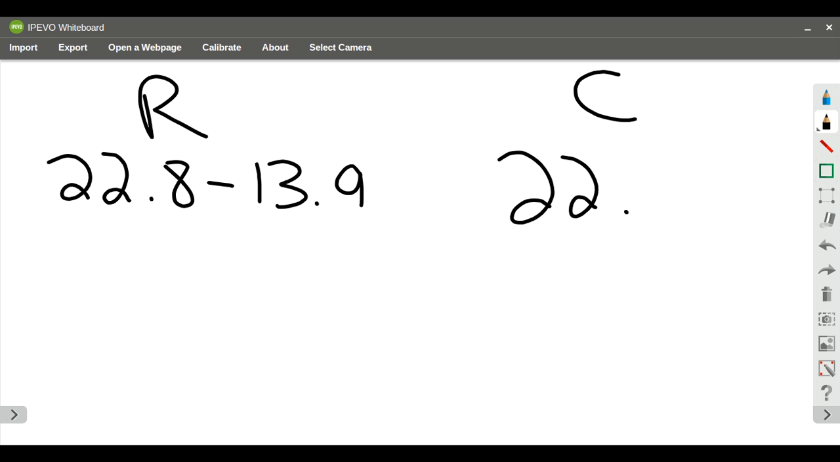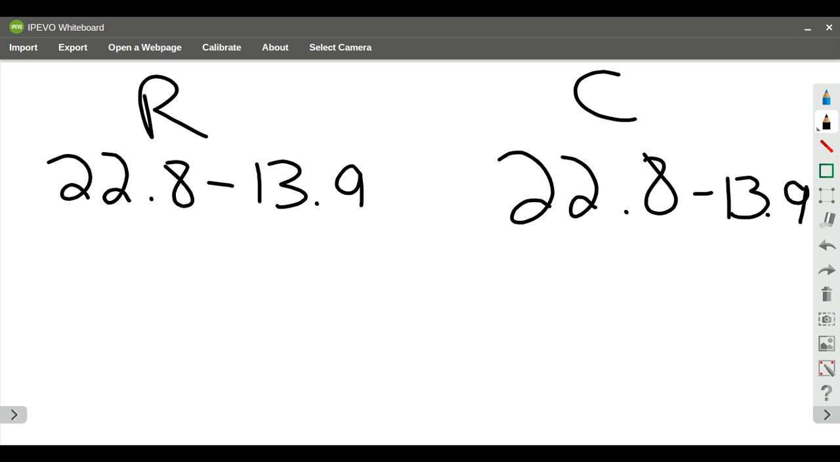Okay? You're putting yourself into too much work if you're doing the estimation after you've done the work. The estimation is a guide to help you to see whether or not you're close when you find your solution, whether or not you have an answer that is reasonable.